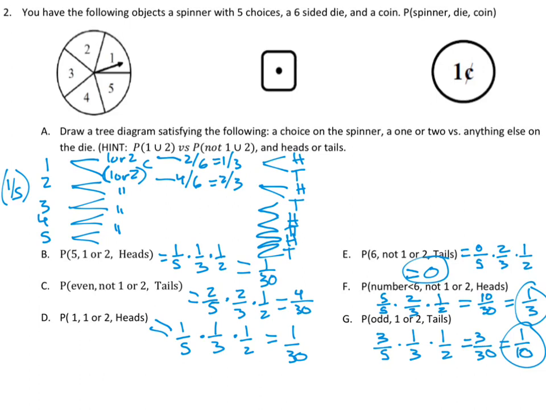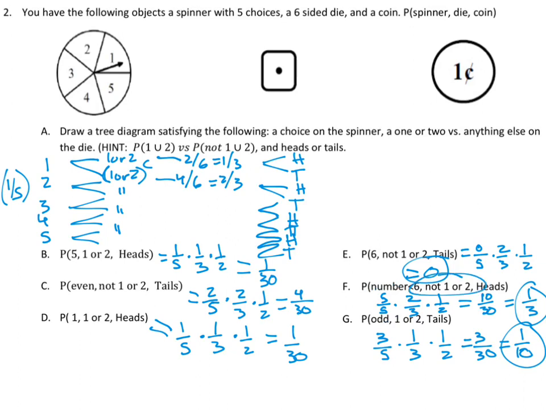All right, let's see how you did. On E is a little tricky. The first thing you're supposed to get is spin a 6, which is not existent on here, and so that kind of automatically makes this probability 0. But if you want the whole calculation, there's 0 out of 5 times 2/3 times 1/2, which comes out to be 0. Next one, picking a number less than 6, that's all of them, so you got 5/5.